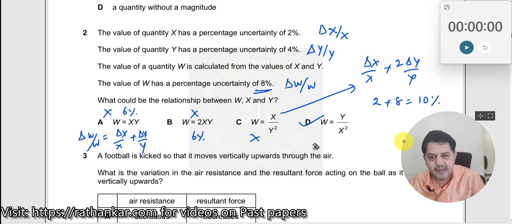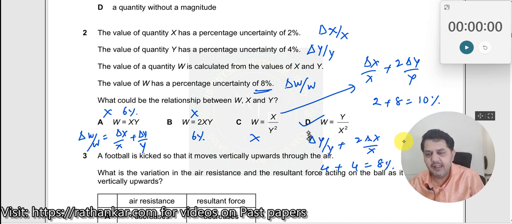If you want, you can verify it once again. You can write this as delta y by y plus 2 times delta x by x. Now what is delta y by y? 4. What is delta x by x? 2. 2 into 2 becomes 4. So the final answer is 8%. So therefore D is the right answer. Okay.